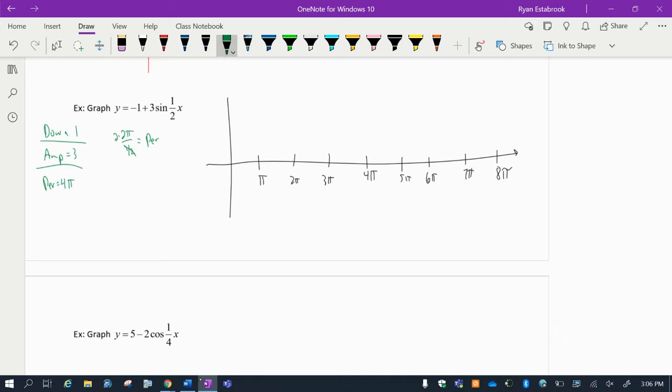Because it's down by 1, that means our line of equilibrium, this horizontal axis, is at -1. With the amplitude of 3, we go up 1, 2, 3. That means our maximum value is 2. We go down by 3, and our minimum value is -4. So everything is set up.